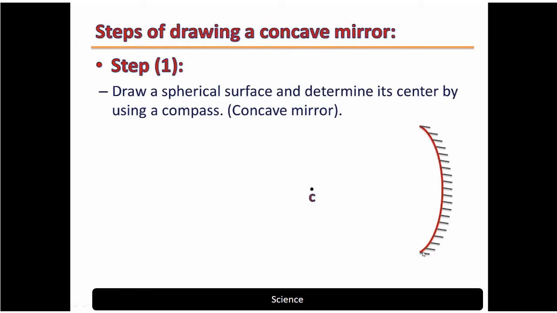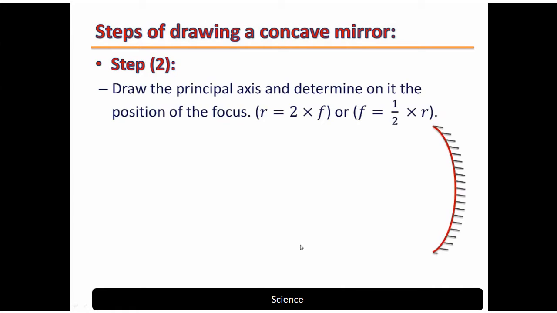And by drawing an arc representing the concave mirror and putting dashes that cover its outer surface, which represent the layer of silver. The second step is to draw the principal axis and determine on it the position of focus, which is equal to half the radius. So by using your ruler, putting the focus after 3 cm from center of mirror curvature or from the pole of the mirror. So the distance between C and F is 3 cm and between F and P is 3 cm.